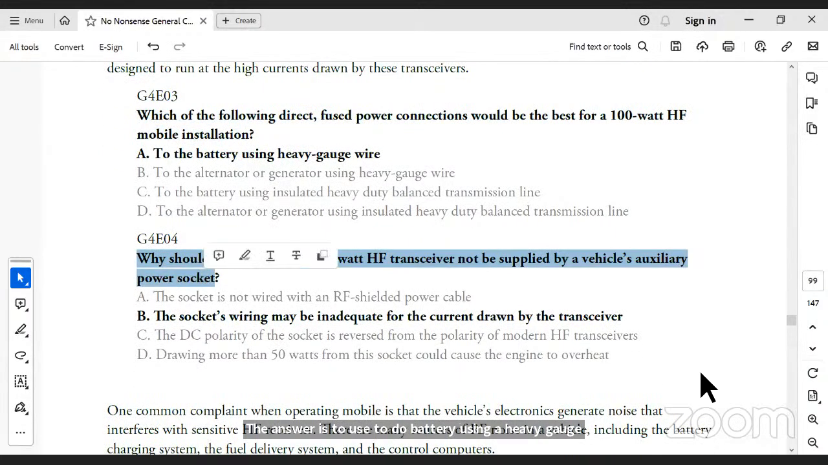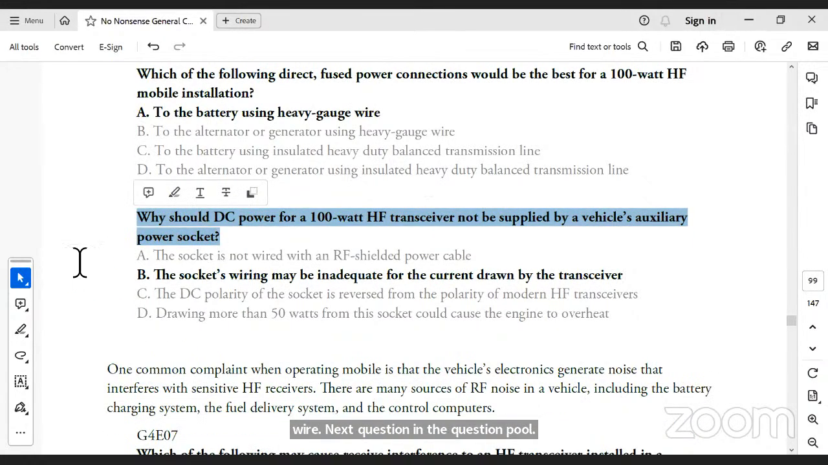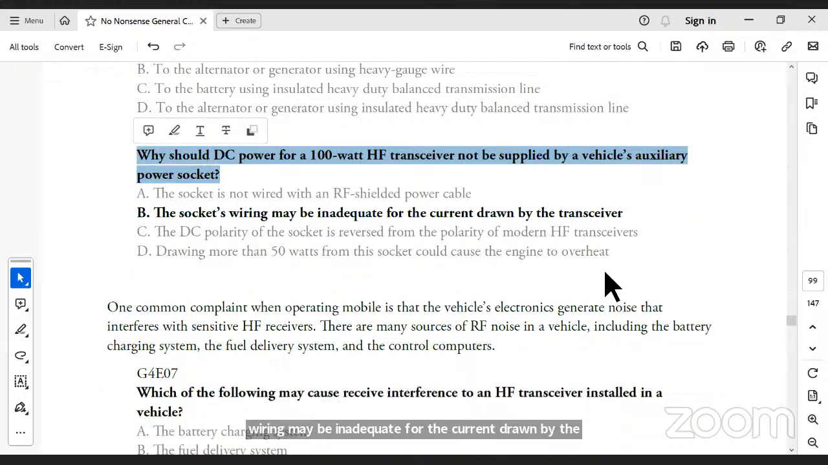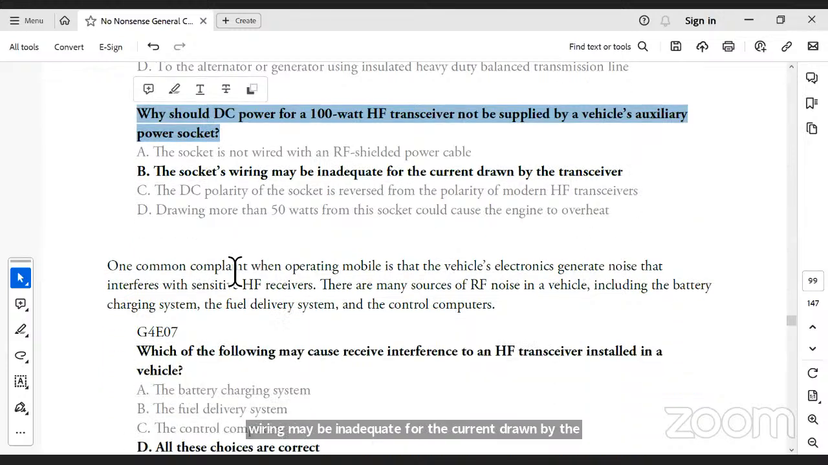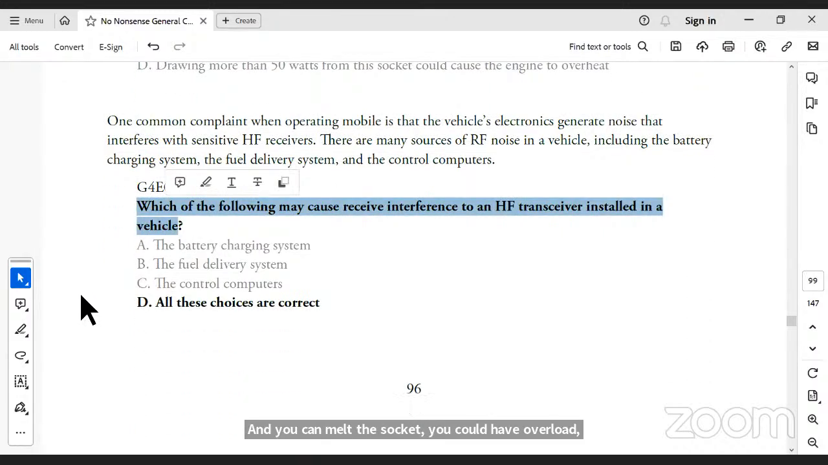Next question in the question pool. Why should DC power for a 100 watt HF transceiver not be supplied by a vehicle's auxiliary power socket? Again, think of that as the cigarette lighter adapter. Why would we not want to use that for a fairly high power transceiver? It is because the socket's wiring may be inadequate for the current drawn by the transceiver. You can melt the socket, you could have overload, you can do all sorts of things there that will not be desirable.